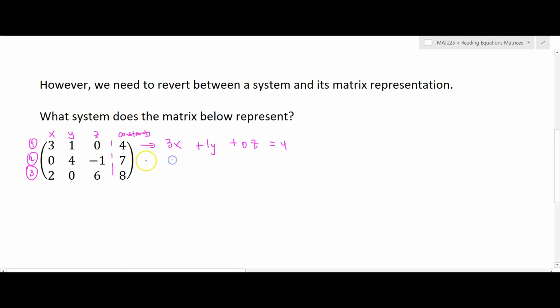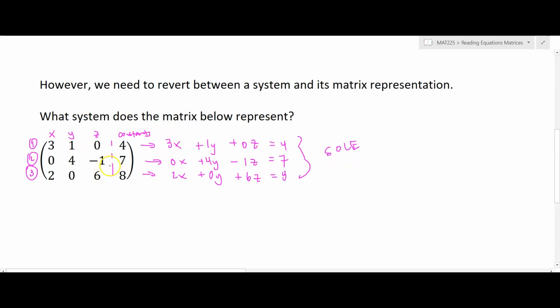So in the second row, we have 0x plus 4y minus 1z equals 7. And in the third row, we have 2x plus 0y plus 6z equals 8. And this is our system of linear equations.